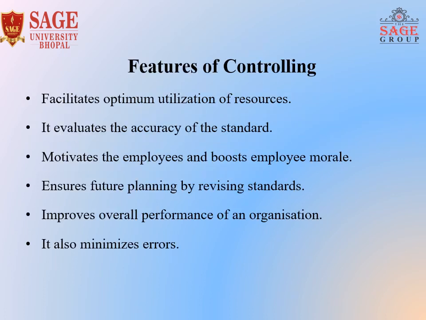So there are some features of controlling. We have different features. By controlling, we get the optimum utilization of resources. We also evaluate the accuracy of the standards we have decided. We also motivate the employees and their morale. We also make future plans with the help of controlling, revising standards and all these things. We also get overall performance improvement in the organization. By the use of control, we also minimize errors.